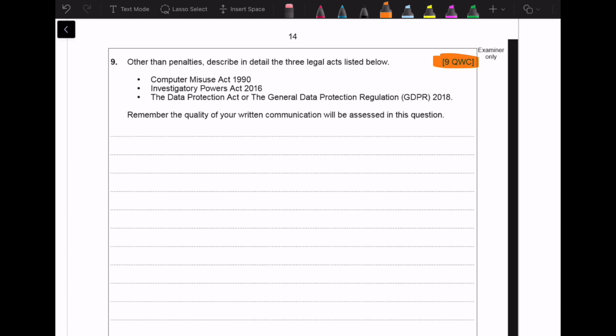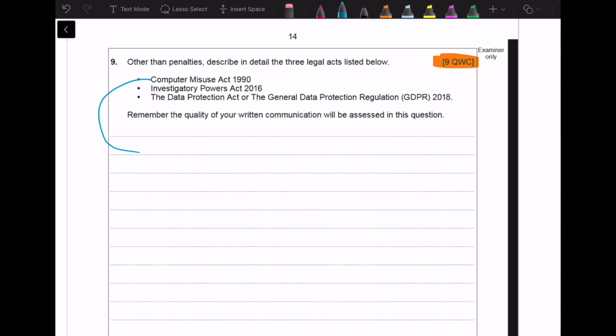But if you look at this, it's asking about the Computer Misuse Act, the Investigatory Powers Act of 2016, and the Data Protection Act, or General Data Protection Regulation, GDPR. So with the Computer Misuse Act, it's an offence to access data. It's an offence to access somebody's data without their permission.